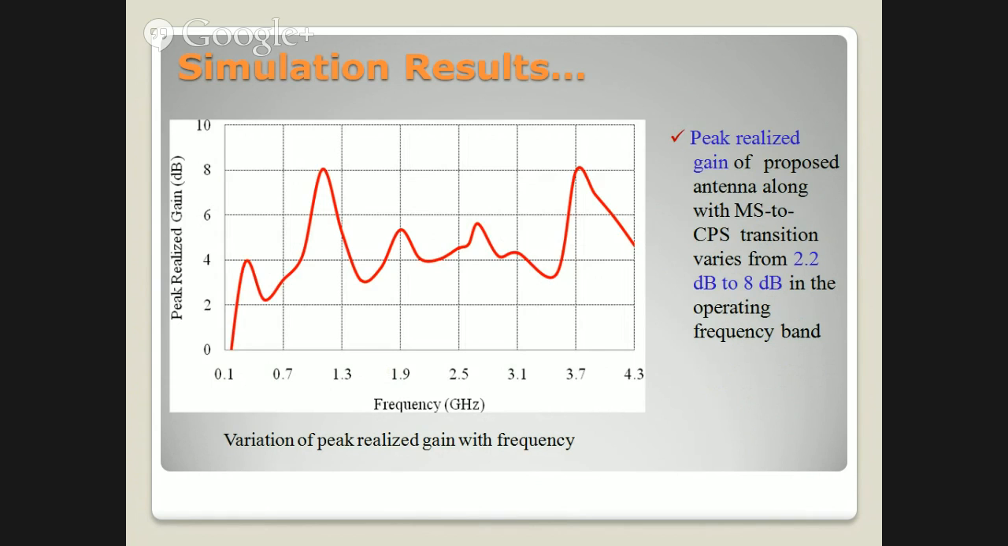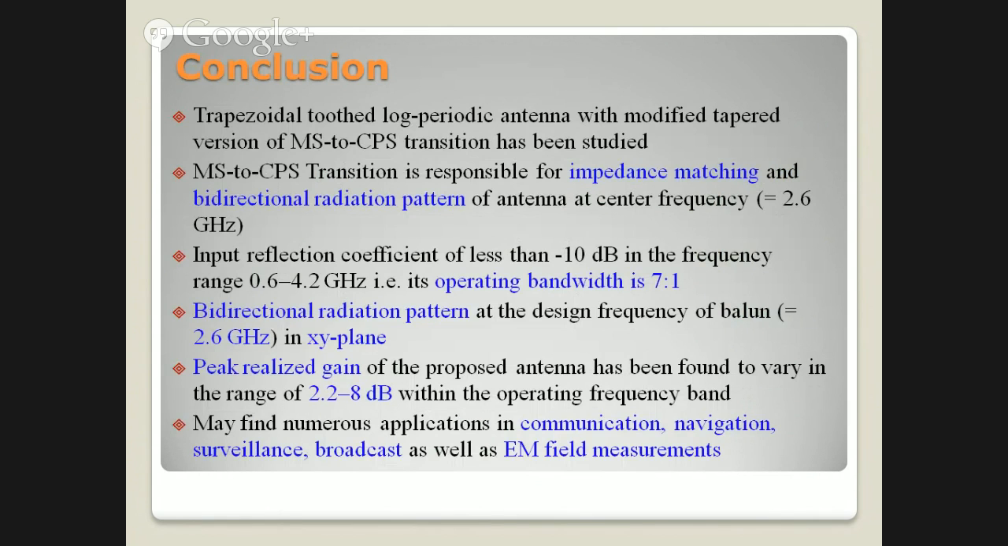In conclusion, a trapezoidal tooth log periodic antenna with a modified tapered version of the microstrip to coplanar strip line transition has been presented, and this transition is responsible for the impedance matching and the field transition. A bidirectional pattern is obtained at 2.6 gigahertz. The input reflection coefficient is less than minus 10 dB from 0.6 to 4.2 gigahertz. That is a bandwidth of 7:1.